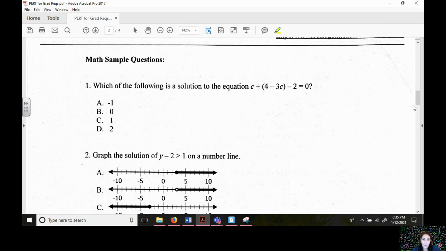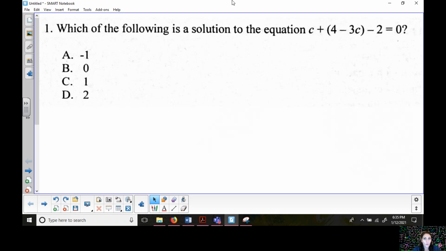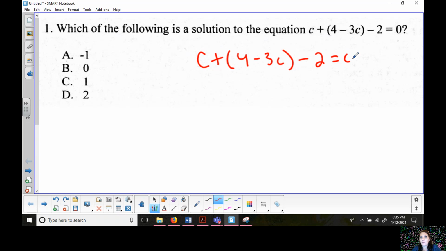All right, so let's go ahead and get started with Numero Uno. This says, which of the following is a solution to this equation? So the first thing I want to do is rewrite: C plus 4 minus 3C minus 2 is equal to 0.